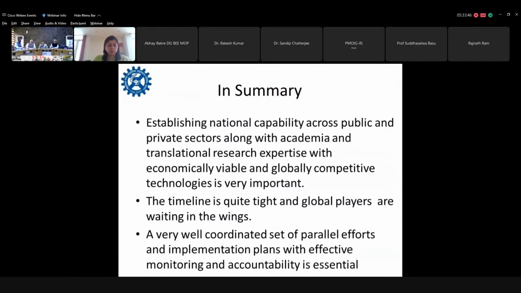The timelines are quite tight, and the global players, as I said, are waiting in the wings to come in at a very short notice. So what we need is a well-coordinated set of parallel efforts with clear implementation plans and effective monitoring, where accountability would be an essential ingredient.